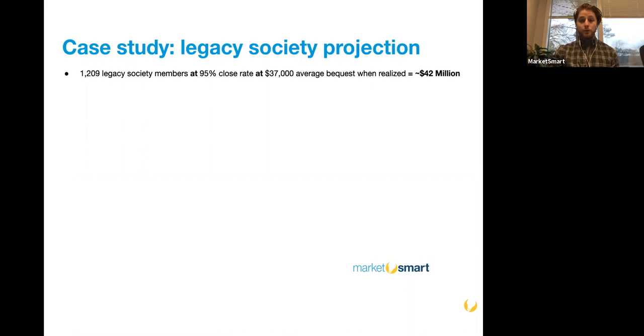They have a very substantial legacy society, 1,200 members. And again, we can't actually assume that everyone in the legacy society will maintain that planned gift to us upon death. So we can simulate here a 95% close rate. And again, that's a variable that you should be able to modify. And we'll use the average bequest amount of $37,000 to get our pool of the total amount of money within our legacy society.